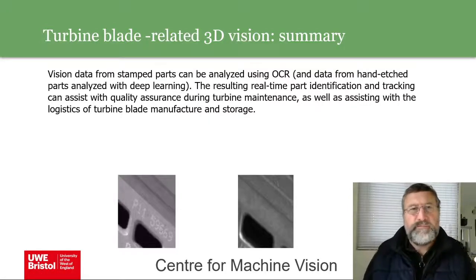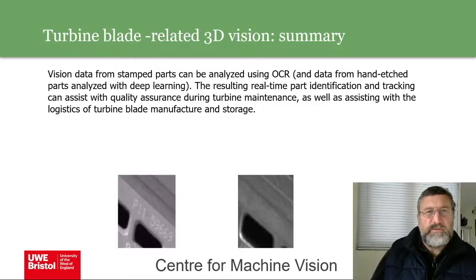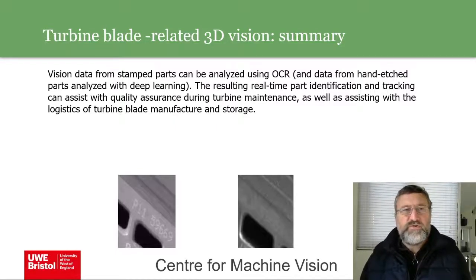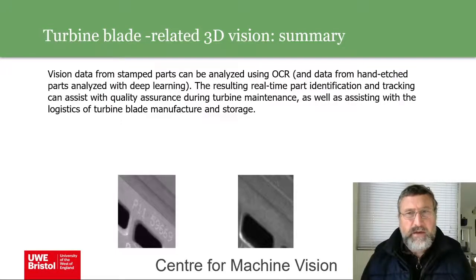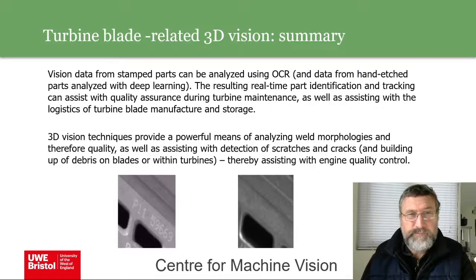So we used optical character recognition after highlighting them with the photometric stereo technique. So as it says there, real-time part identification and tracking, assisting with quality assurance during turbine maintenance. And of course, that assists with the logistics of turbine blade manufacture and storage, a critical process as that is.